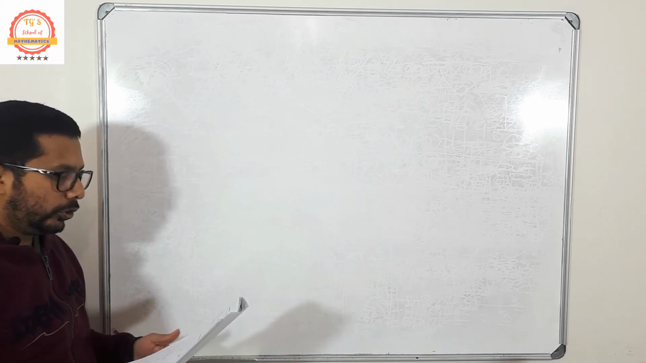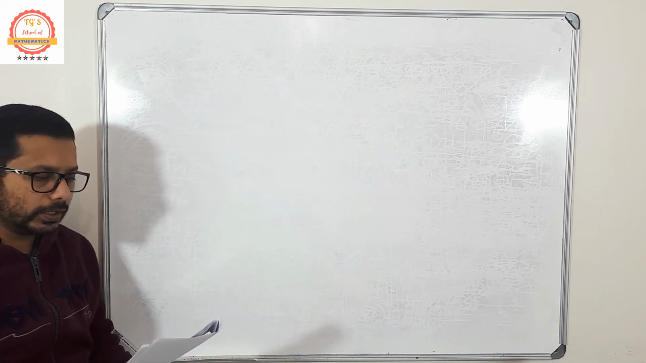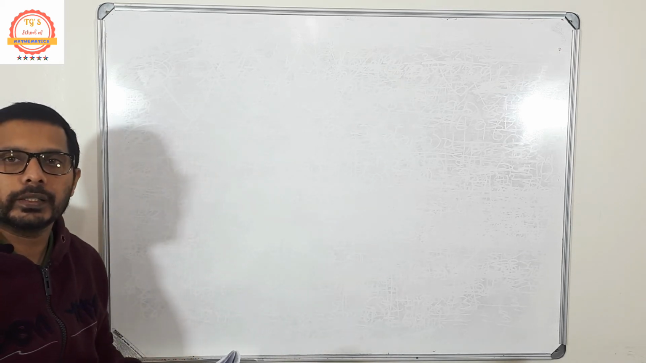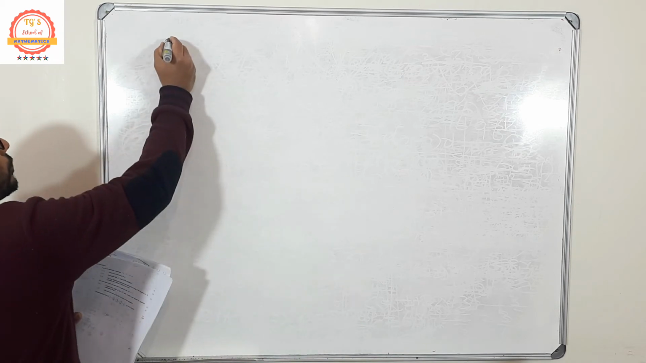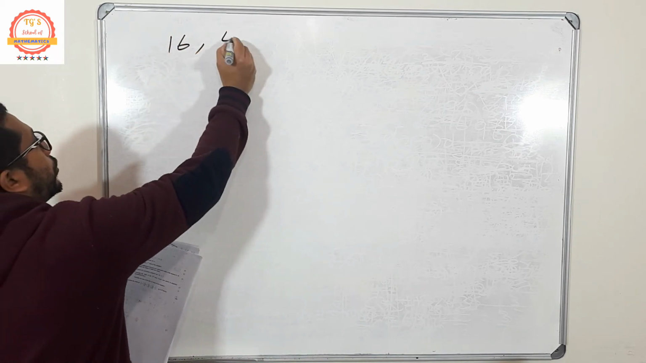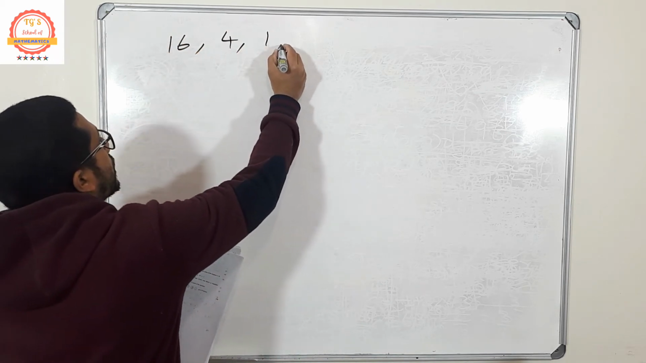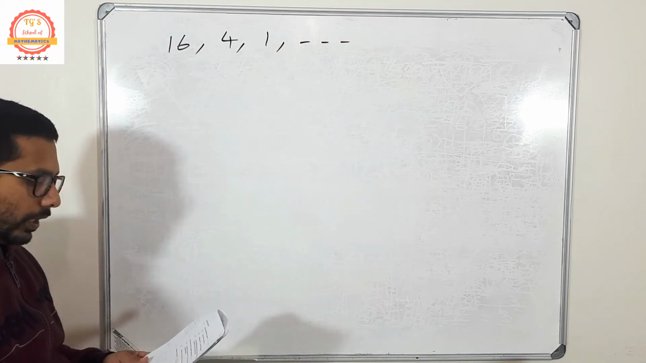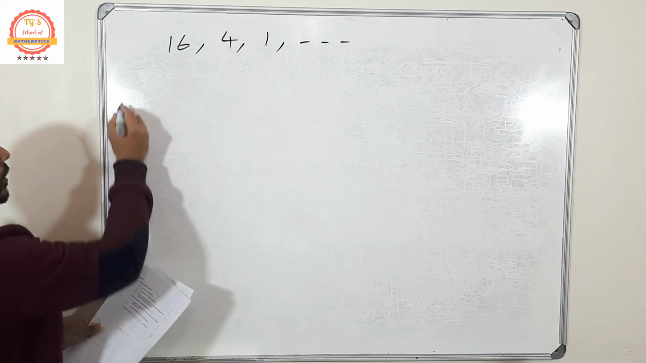Question number 3.2. The first three terms of a geometric sequence are 16, 4 and 1. So the first three terms of a geometric sequence are 16, 4 and 1. What is the question 3.2.1?